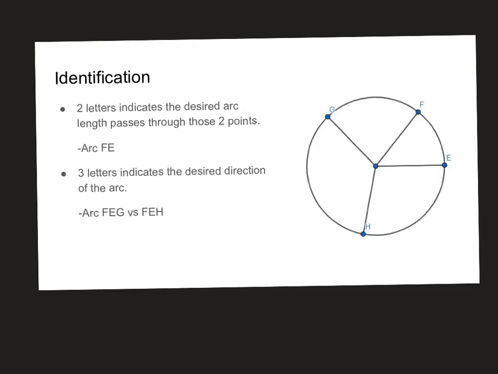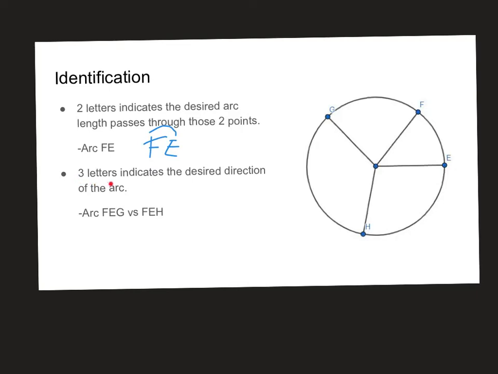Now, identification. We can describe our arcs with 2 or 3 letters. 2 letters indicates the desired arc passes through those 2 points. So for instance, arc FE would be this segment here. It would not be the segment that runs around the outer circle, but the shortest distance between those 2 points. We could also write it as FE with a little curving mark on top, indicating that it's an arc.